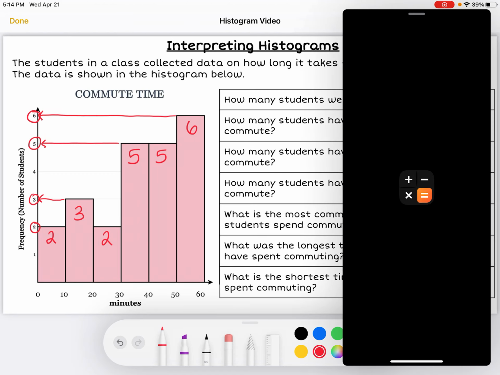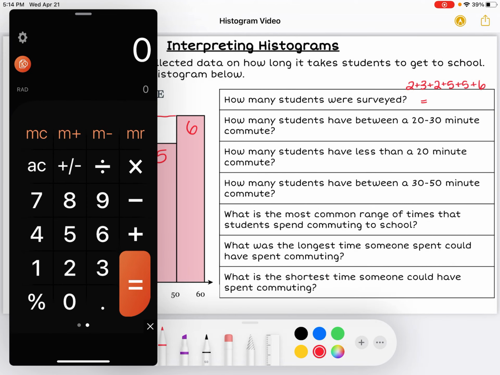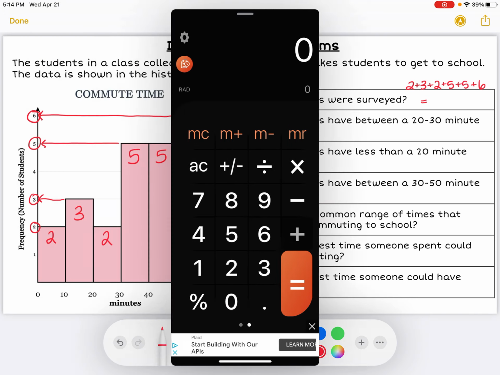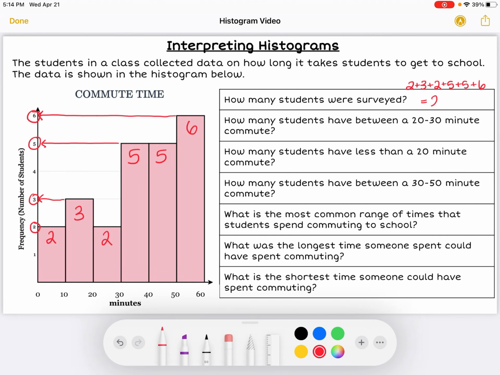We can use a calculator for that. So 2 plus 3 plus 2 plus 5 plus 5 plus 6. That gives me 23 total students who were surveyed in this data. So 23 students.